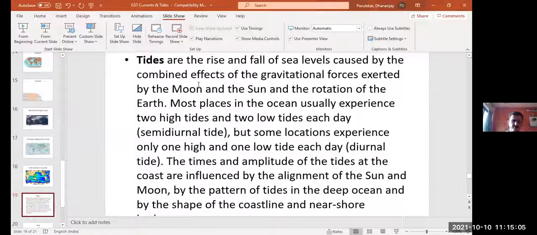Tides are the rise and fall of sea levels caused by the combined effects of the gravitational forces exerted by the moon and the sun and the rotation of the earth. Most places in the ocean usually experience two high tides and two low tides each day. Semi-diurnal tide, but some locations experience only one high and one low tide each day. Diurnal tide. The times and amplitude of the tides at the coast are influenced by the alignment of the sun and the moon, by the pattern of tides in the deep ocean, and by the shape of coastline and nearshore.